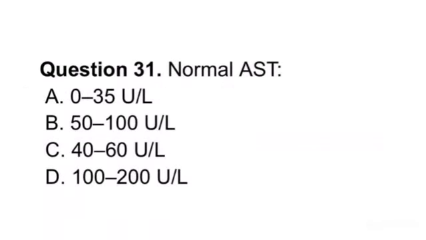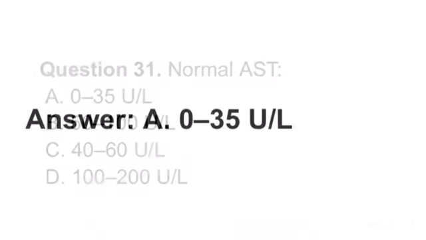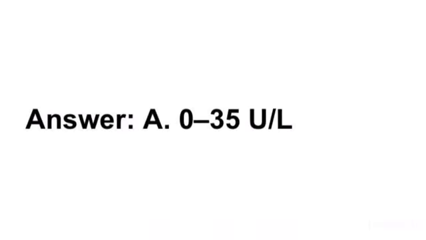Liver function tests. Question 31. Normal AST. A, 0 to 35 U/L. B, 50 to 100 U/L. C, 40 to 60 U/L. D, 100 to 200 U/L. Answer A, 0 to 35 U/L.